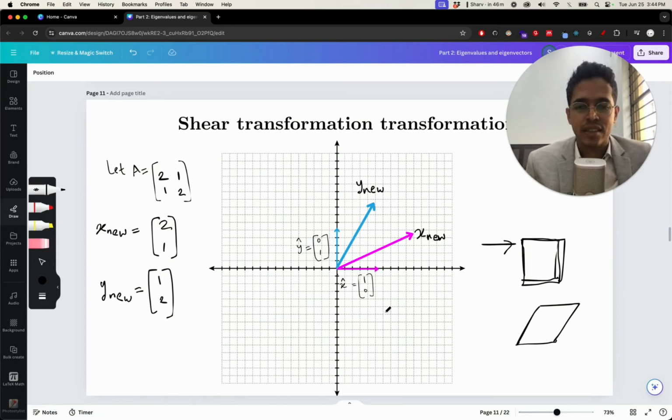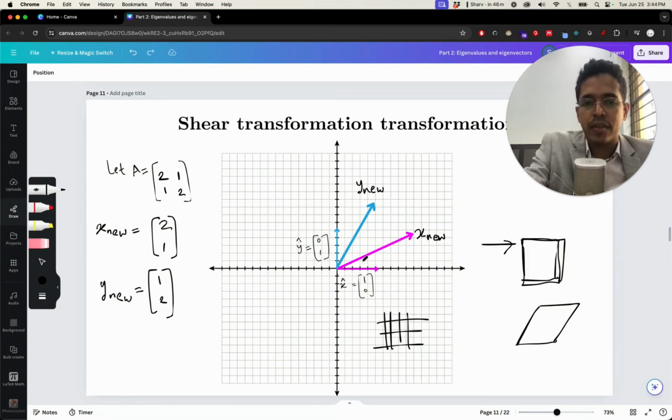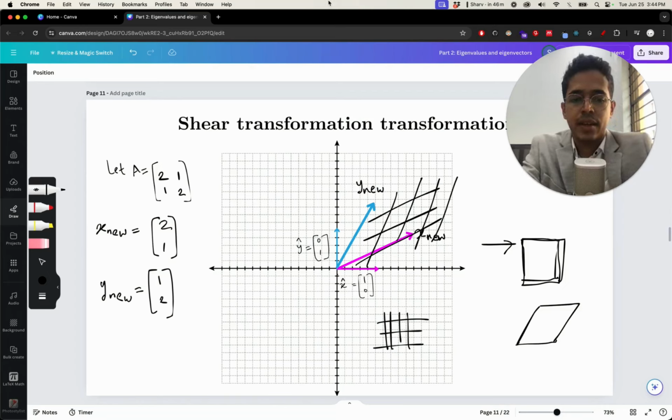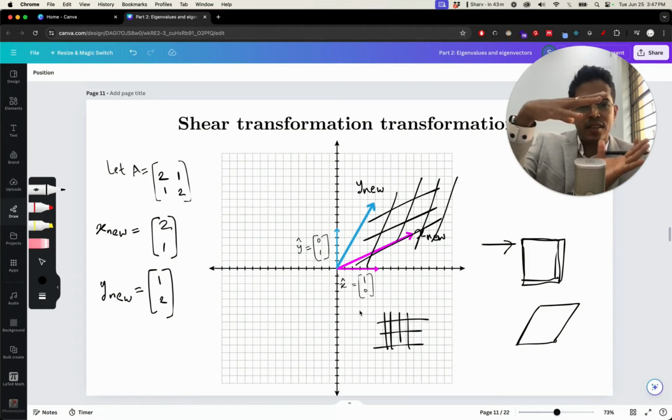Originally these grid lines were the grid lines corresponding to the x and y axis. Now the new x-axis is parallel to this. So if I were to draw parallel lines corresponding to this, it will look like this, and parallel lines corresponding to y would look like this. So this is why we call it shearing. If you really look at what's happening to the xy grid, it's becoming sheared.